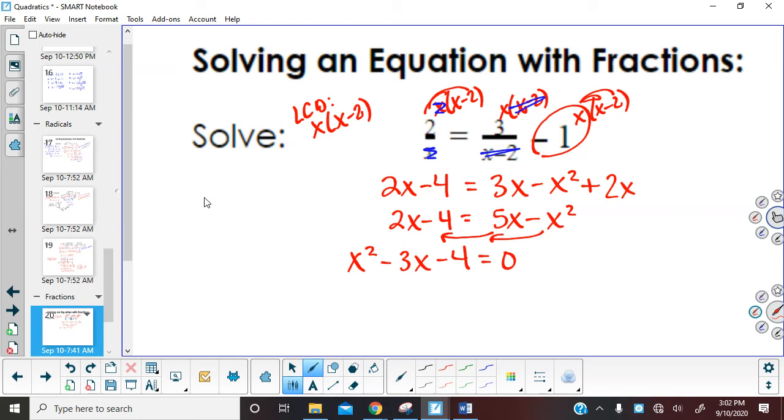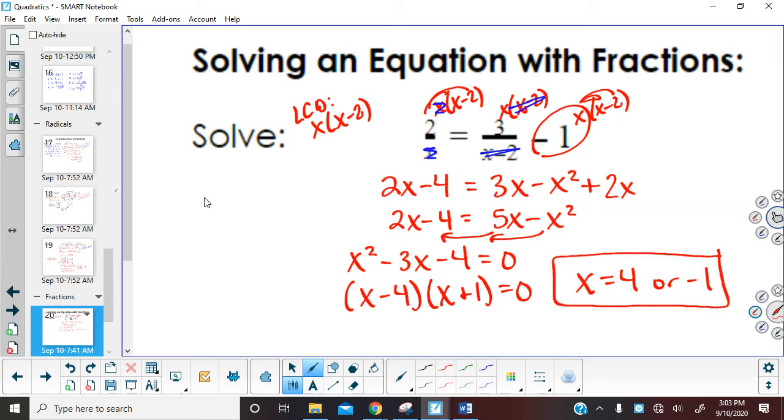From here, now you're at a quadratic, and in this case, we can factor, but keep in mind, you may not always be able to factor. You may have to use the quadratic formula or some of your other tools. So here we have quantity x minus 4, quantity x plus 1. So you get x equals a positive 4 or a negative 1.